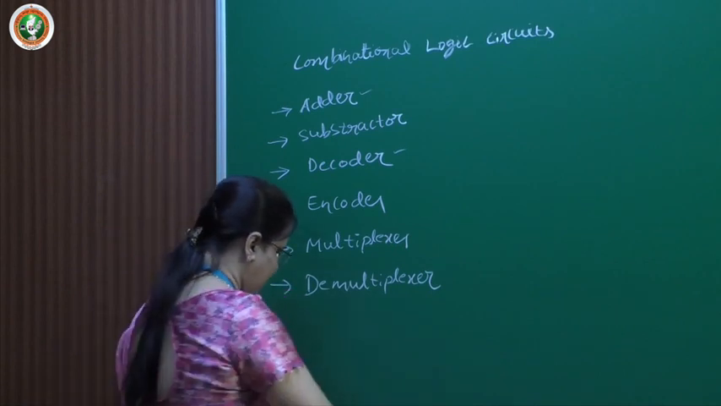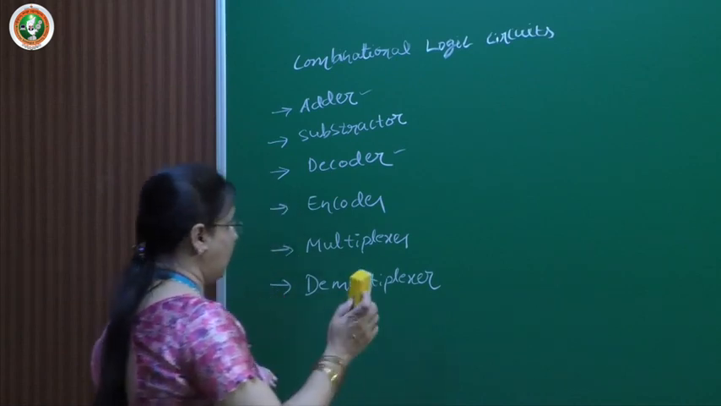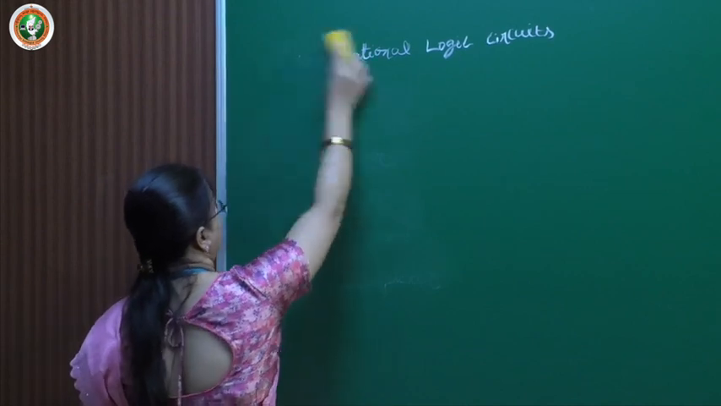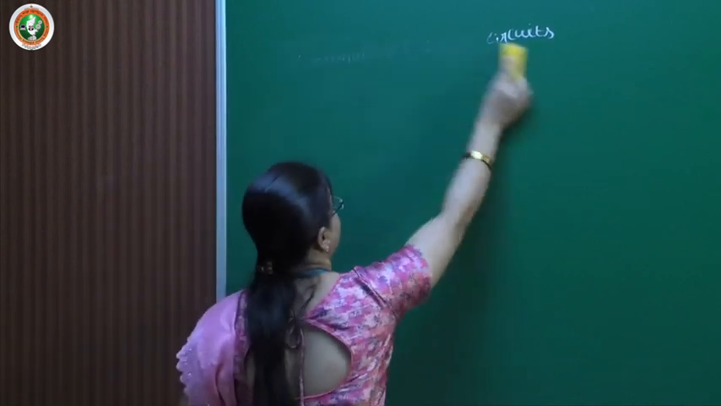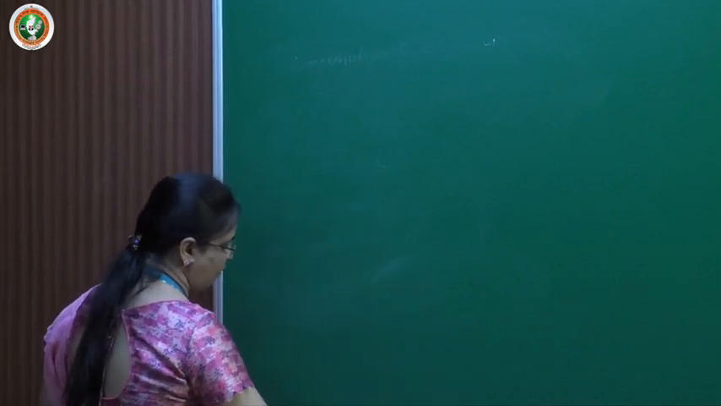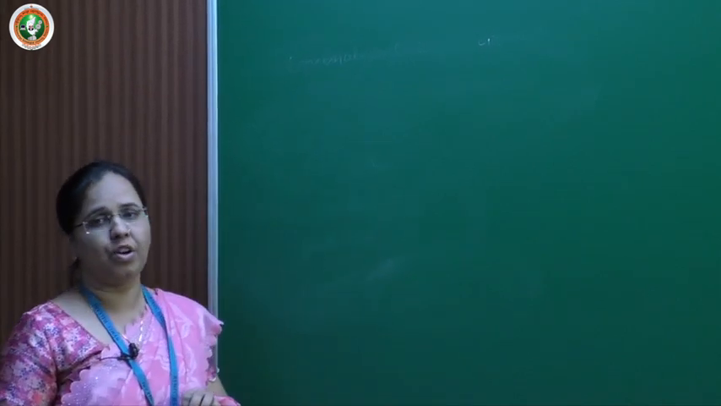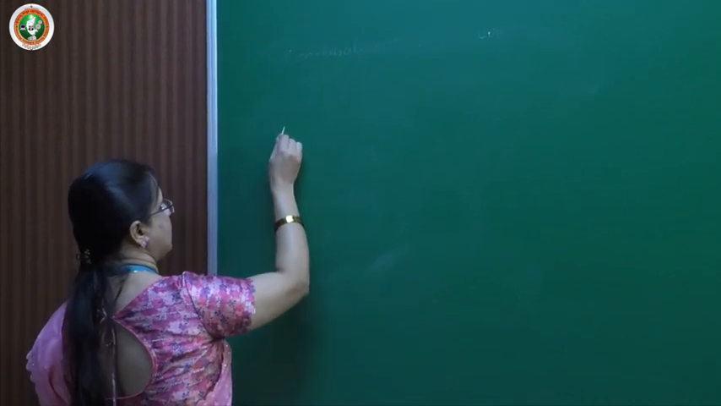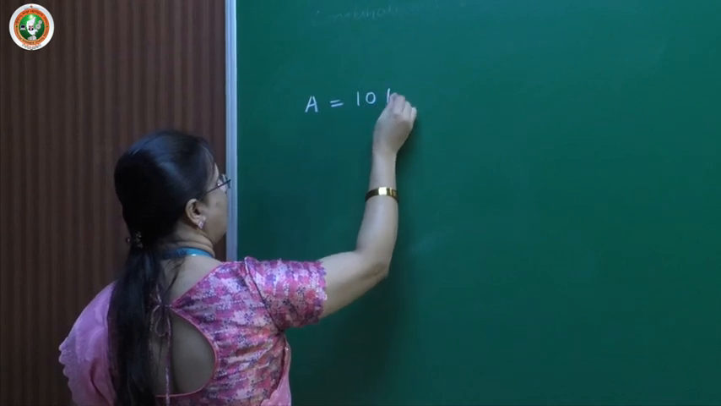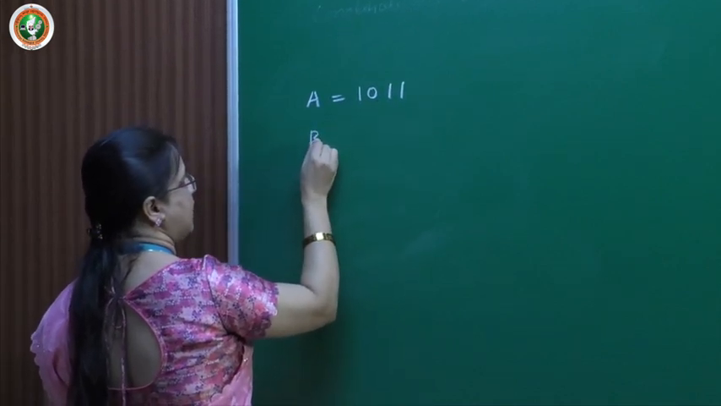So in this video, we'll be discussing the combinational logic circuit called an adder. When I say addition, assume that I want to perform addition of two 4-bit numbers. I'm going to take A equal to 1011 and B equal to 0011.